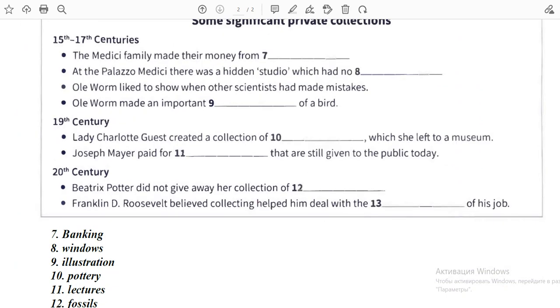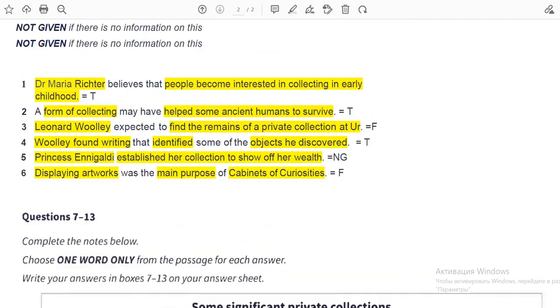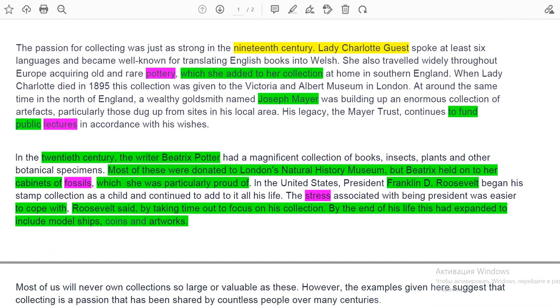We do have the final statement, 20th century. Franklin D. Roosevelt believed collecting helped him deal with the gaps of his job. So, once again, our final paragraph and final statements are the correct version. So, once again, 20th century, and Franklin D.